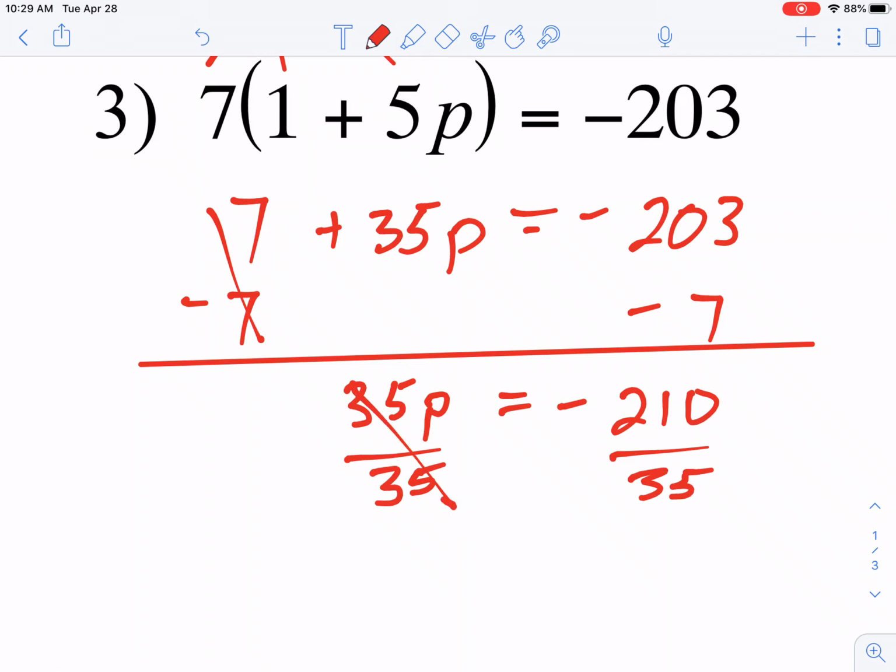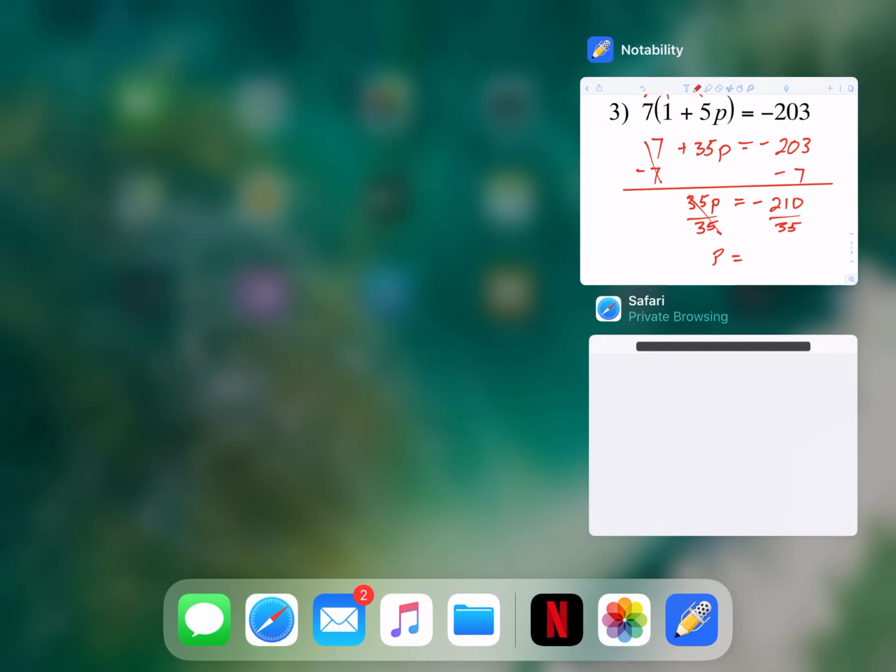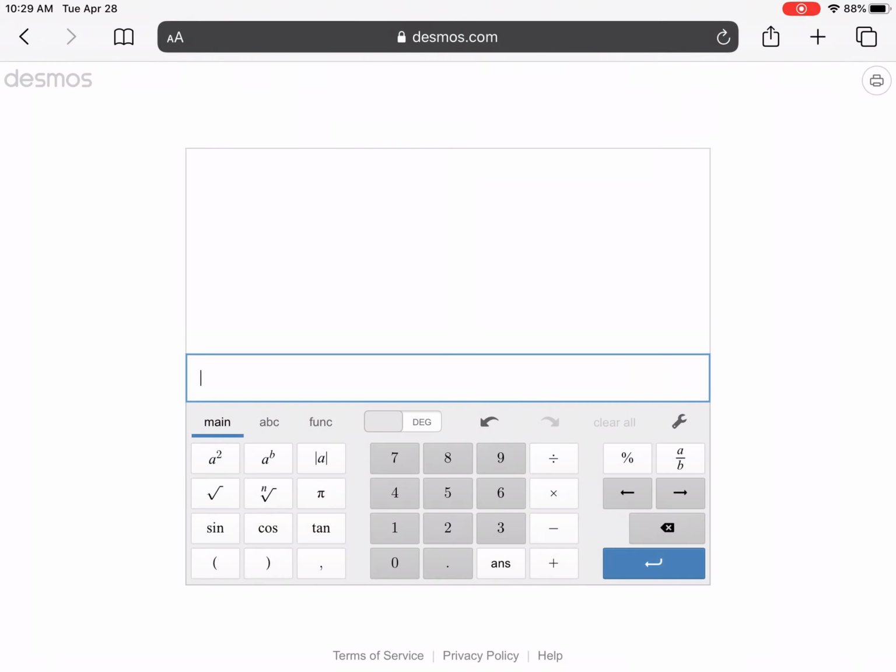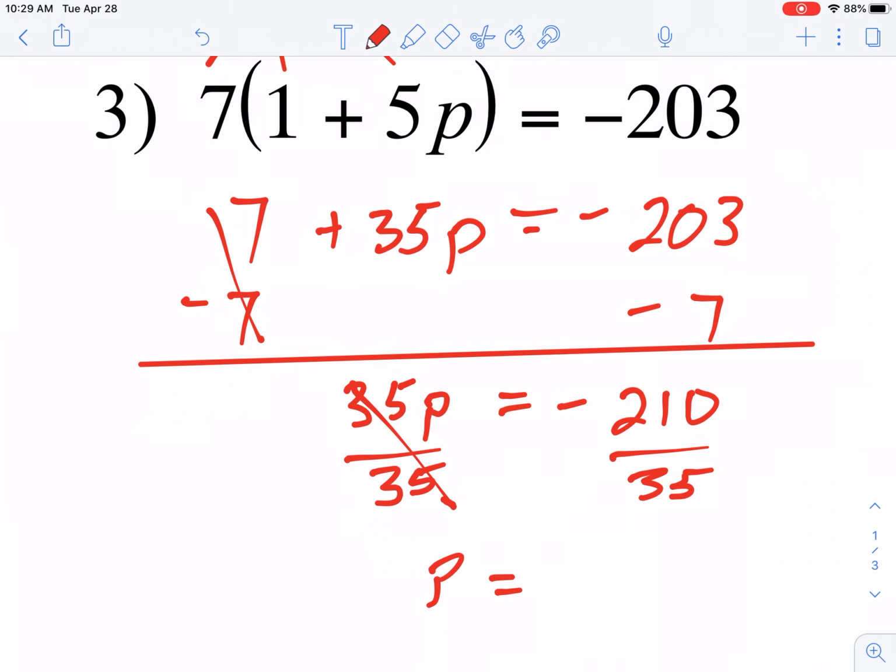The 35s cancel out. P drops down. And negative 210 divided by 35, I'll use the calculator. Negative 210 divided by 35 is negative 6. Again, you'll only enter in negative 6 as your answer.